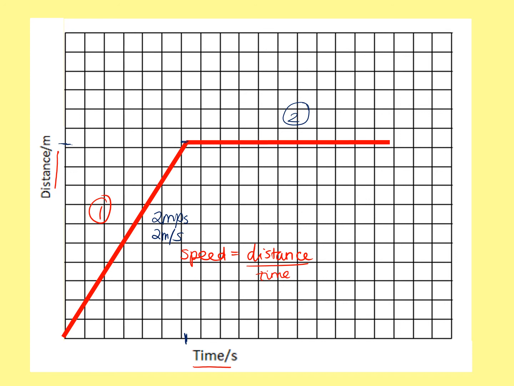Forces cause an object to accelerate or decelerate, so get faster and faster, or slower and slower. And in this case, both in section 1 and section 2, the speed is constant. 2 meters per second in section 1 and 0 meters per second in section 2. So we can say that there's no resultant force acting at the moment.